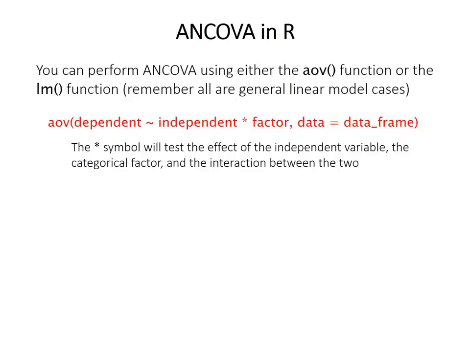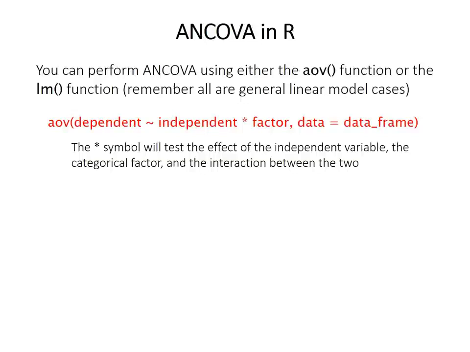Because ANCOVA, ANOVA, and linear regression are all cases of the general linear model, you can actually perform ANCOVA either with the AOV ANOVA function or with the LM linear regression function. I'll illustrate the procedure here with the ANOVA function, AOV. I think it requires one less step, and it's also similar to what you've already learned for ANOVA. So the first step is to test the model that includes this interaction term. And in R, that's denoted with the multiplication symbol.